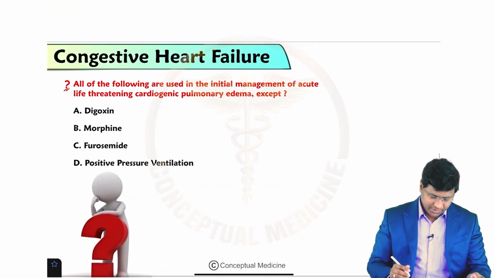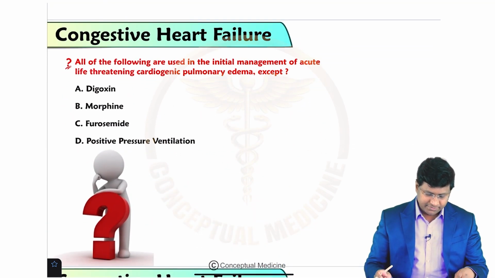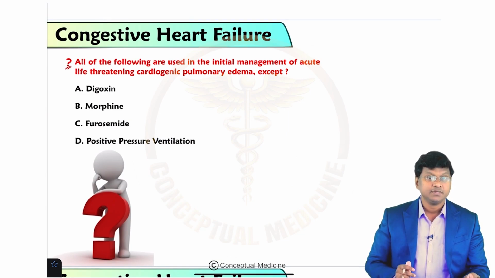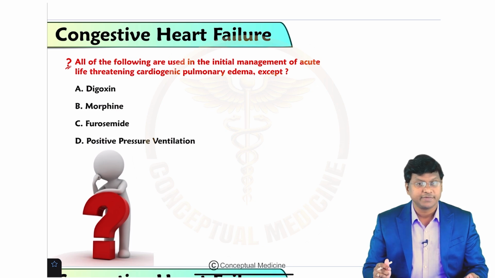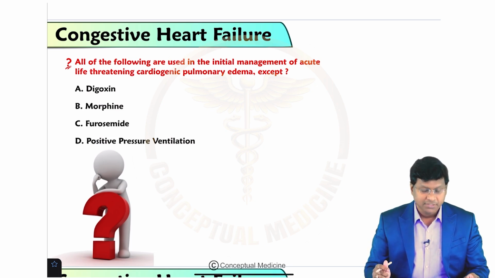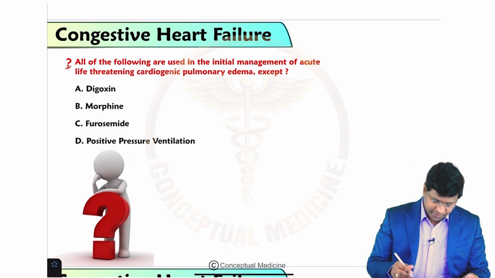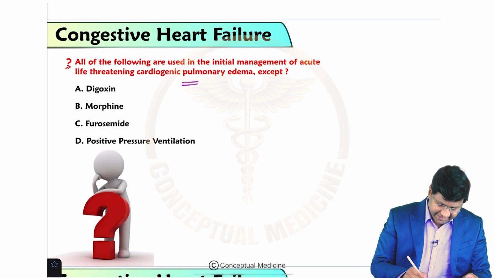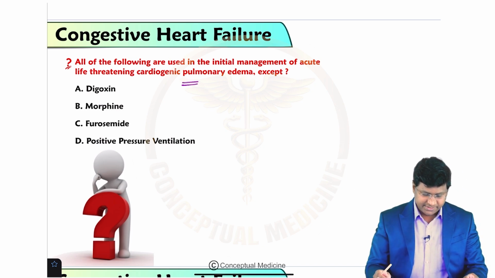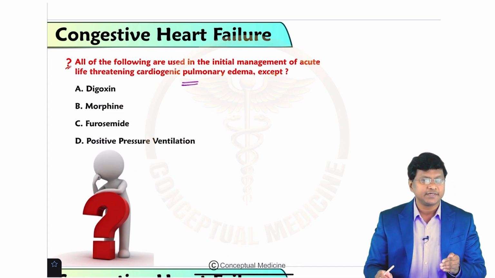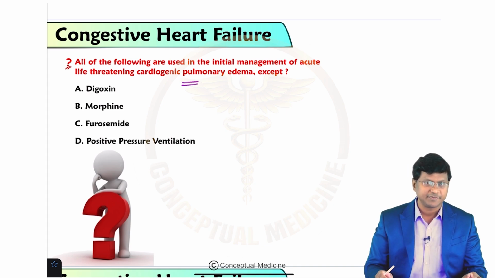So if you see the question, all of the following are used in the initial management of acute life-threatening cardiogenic pulmonary edema except digoxin, morphine, furosemide, positive pressure ventilation. So in acute heart failure, the life-threatening complication that can be seen is the development of cardiogenic pulmonary edema. So what will be the treatment for this cardiogenic pulmonary edema?